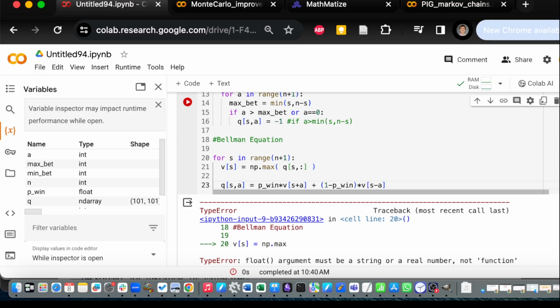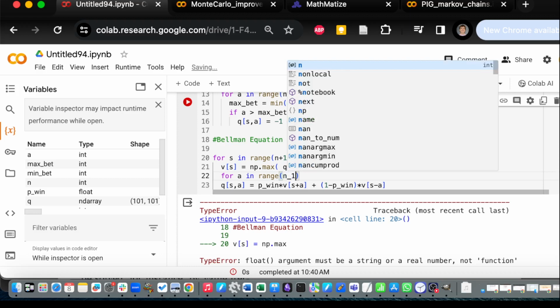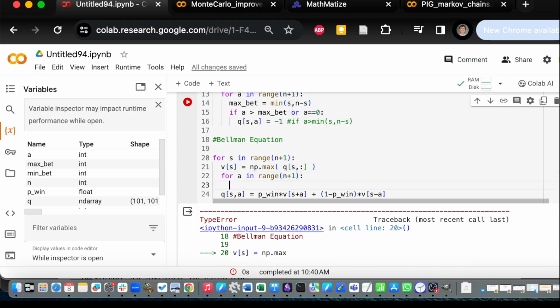A couple things to make this actually work. We're looping over all the S's. I need to do this for every A. So let's do for every A, for A in range n plus 1. And again, let's forbid all the non-allowed bets. If you allow non-allowed bets, you're going to get an overflow here.